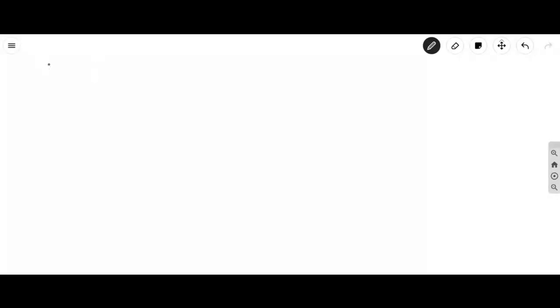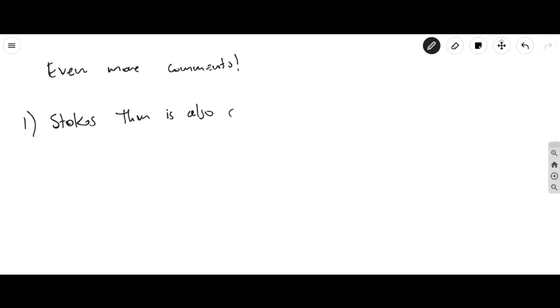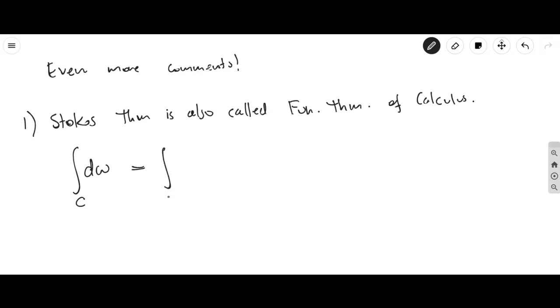Before we prove Stokes theorem, we should make just a few more comments. So even more comments. I want to start with that Stokes theorem is also called the fundamental theorem of calculus. The reason for this is because if you write out Stokes theorem, it says that we have this relationship.